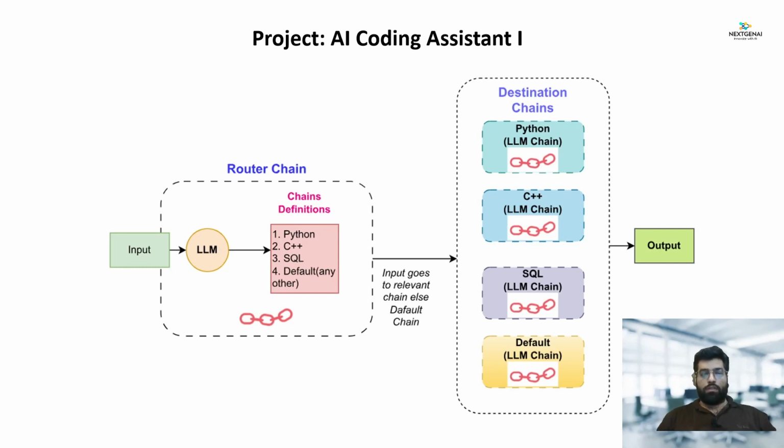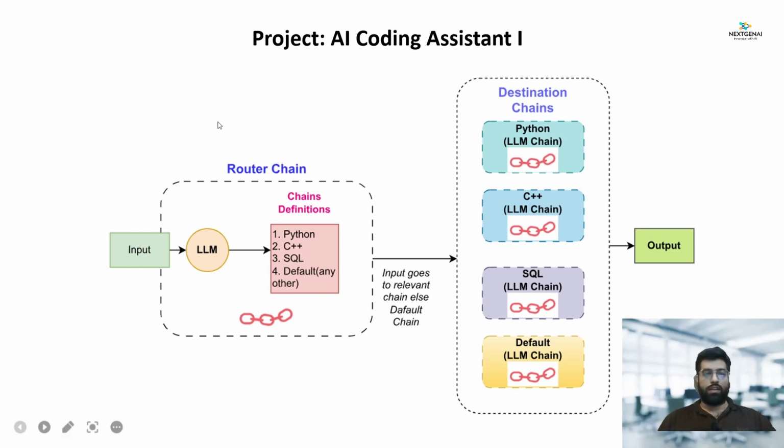Guys, this is part one of the AI coding assistant project, in which we will see how we can develop the backend for this project. This is the basic schematic of the functionality that we are going to develop in this tutorial. We are going to use the router chain from LangChain, and we will see how it works and how we can leverage its capability for our project.